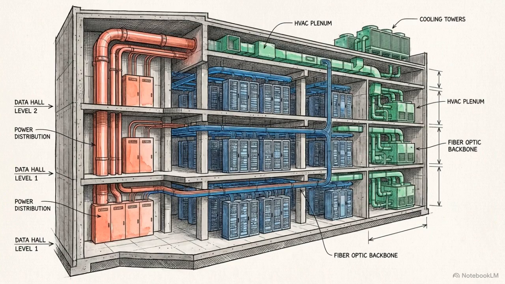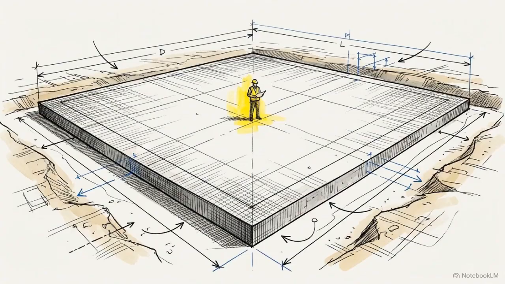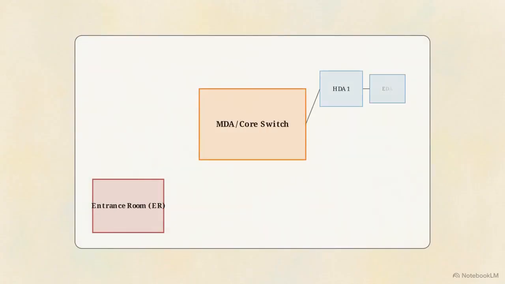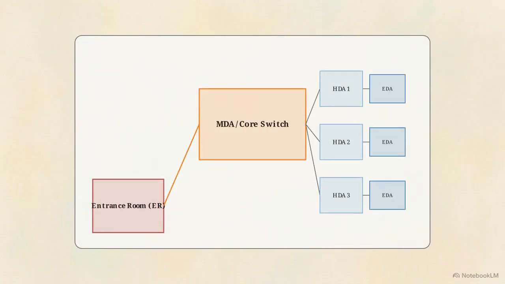To see exactly how these three practices intersect in physical reality, we need to construct a theoretical facility from the ground up, starting with the empty space. Long before a single server is racked, TIA 942 establishes a strict hierarchical infrastructure. It organizes the facility into specific, interconnected zones to ensure predictable data routing.